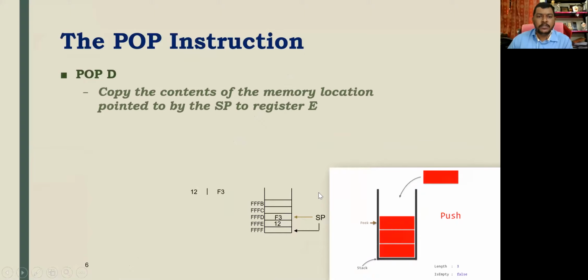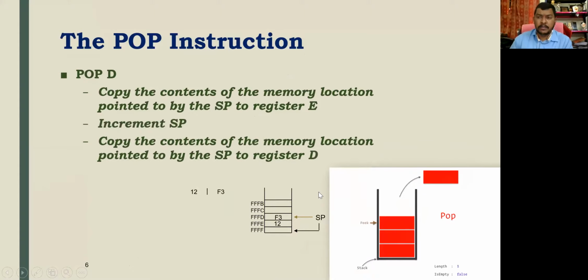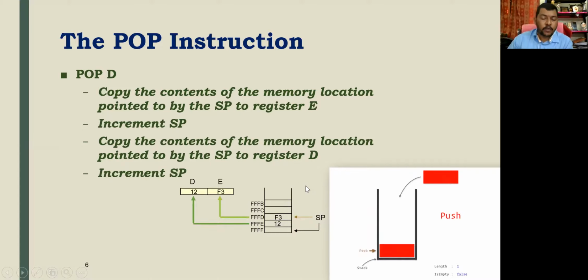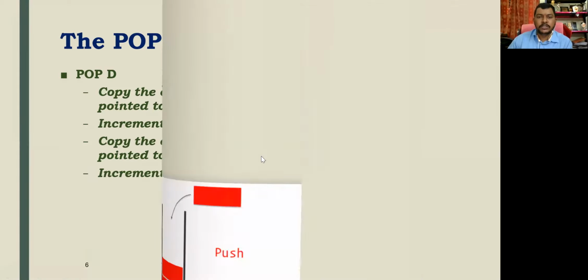The pop instruction follows a similar pattern, just the reverse of push. Suppose 12 and F3 are saved in FFFE and FFFD, and we execute the pop D instruction. Then F3 is going to be loaded in register E, and 12 is going to be loaded in register D. So this is how push and pop work.